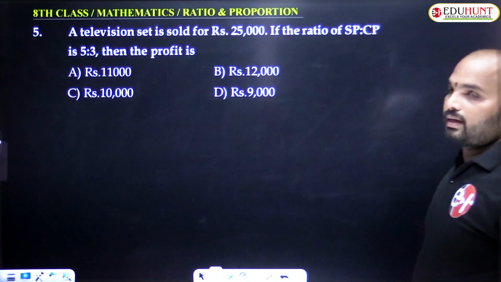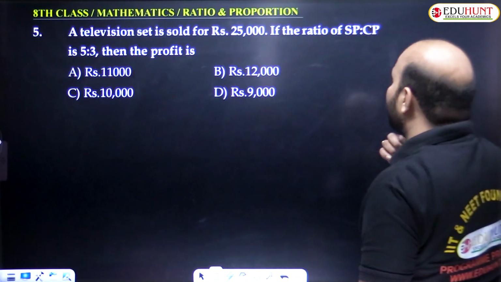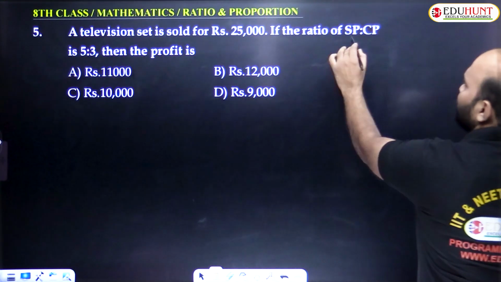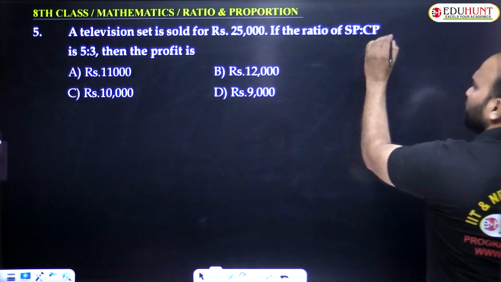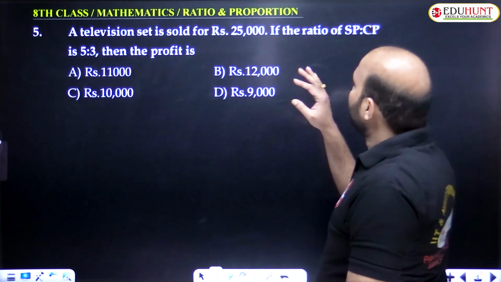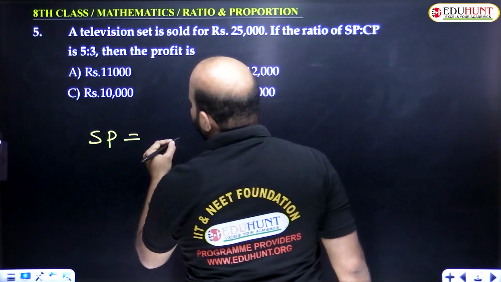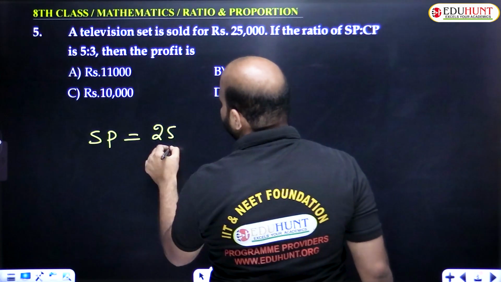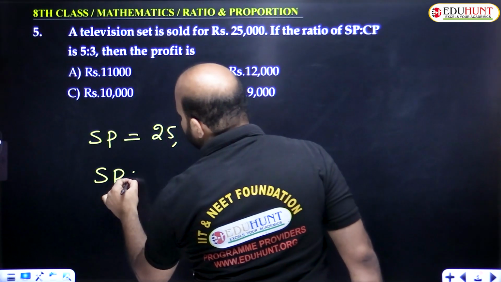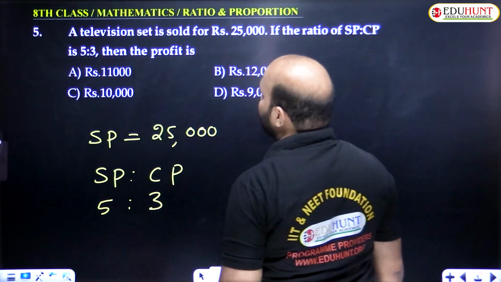Am I clear? Let's go to question number 5. A television set is sold for 25,000 rupees. If the ratio of SP to CP, SP being selling price and CP being cost price, is 5:3, then find the profit. So clearly we have to observe the selling price of the television, which is already given: 25,000. And the ratio between SP and CP is also given. But the question is asking for profit.